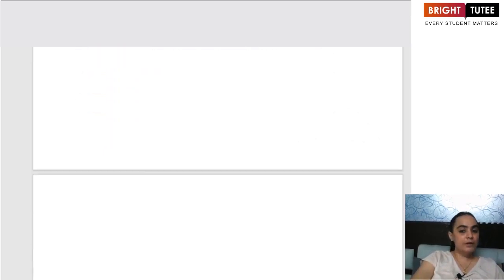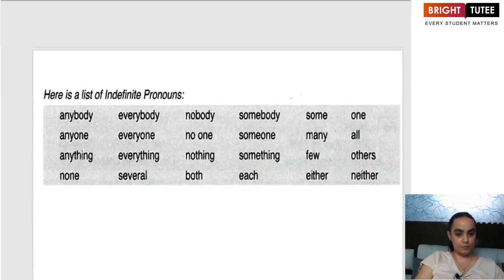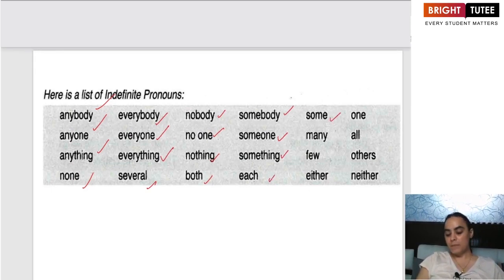What are the different types of indefinite pronouns? These are the indefinite pronouns: anyone, anybody, anything, none, everybody, everyone, everything, several, nobody, no one, nothing, both, somebody, someone, something, each, some, many, few, either, one, all, others, neither. So these are all the indefinite pronouns.